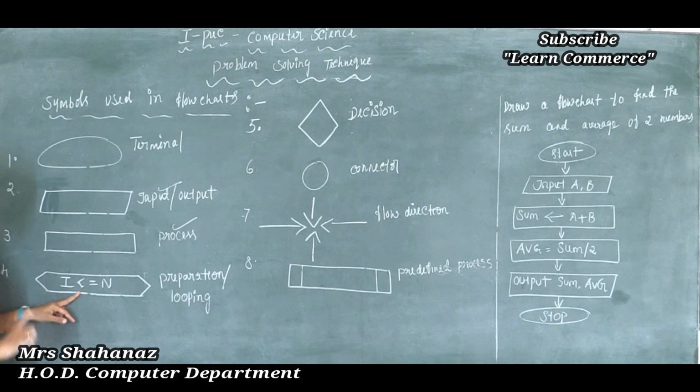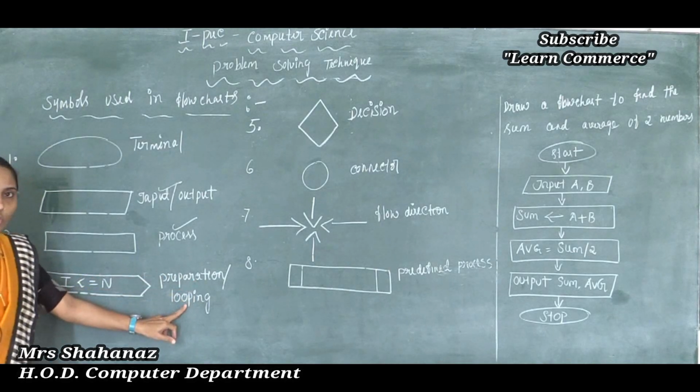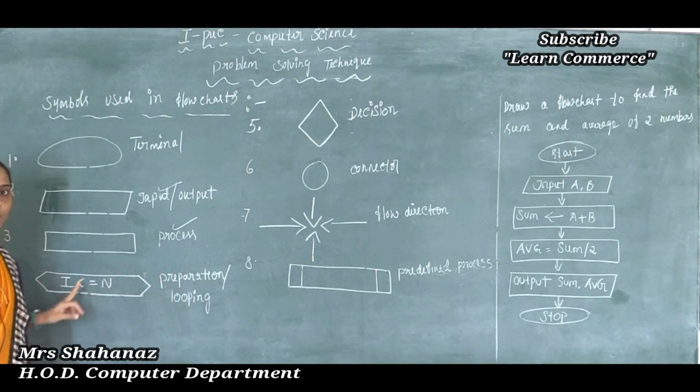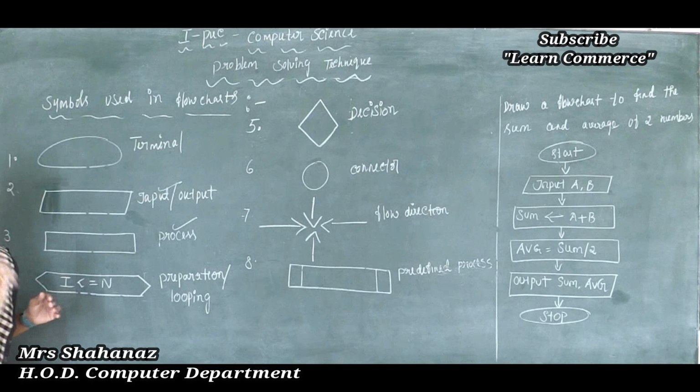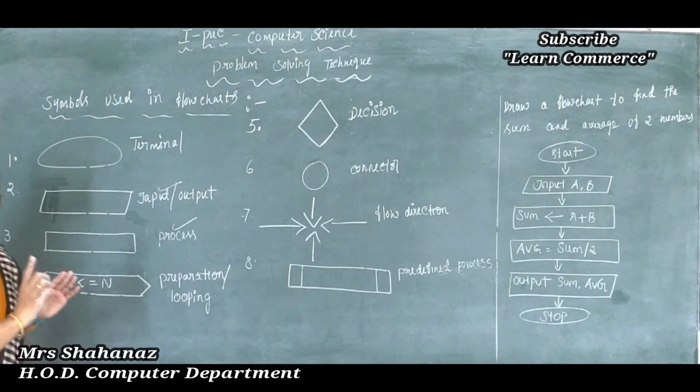The name of this symbol is preparation, also called the looping symbol, and it is specially used to represent the looping statement. The meaning of looping is that it makes the increment one after another until the condition becomes satisfied.